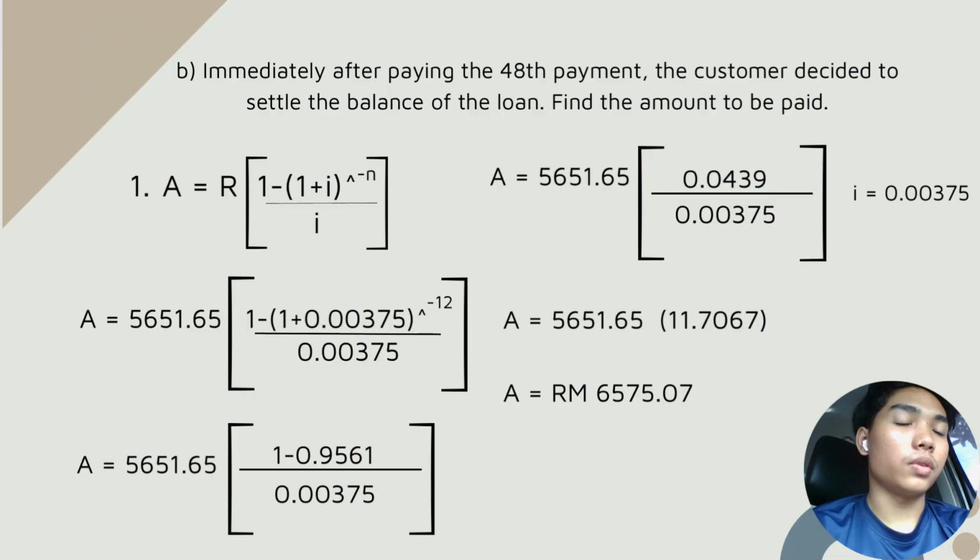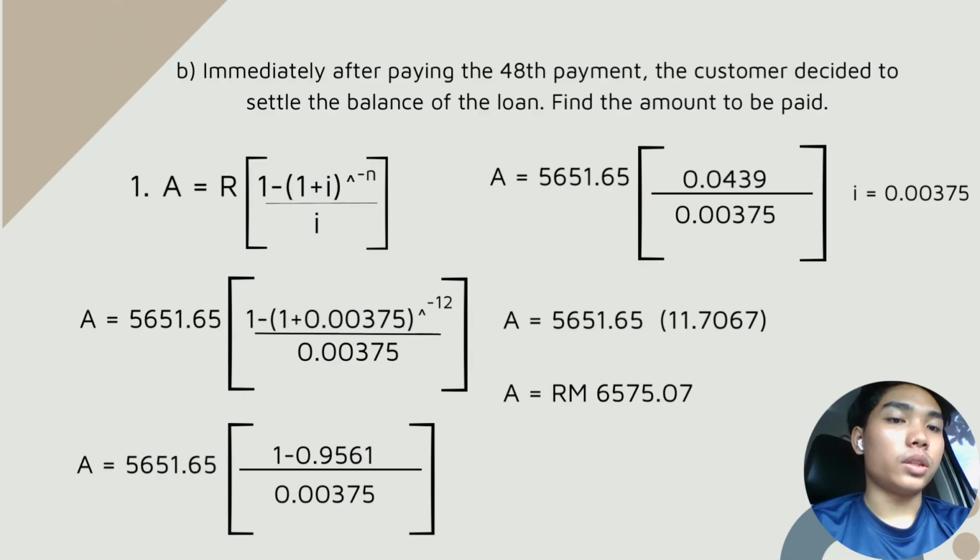And then we calculate in the small bracket first, which is (1 + 0.00375) to the power of negative 12, and we will get 0.9561. Then 1 minus 0.9561 gives 0.00439. Then 0.00439 divided by 0.00375, and we will get 11.7067.